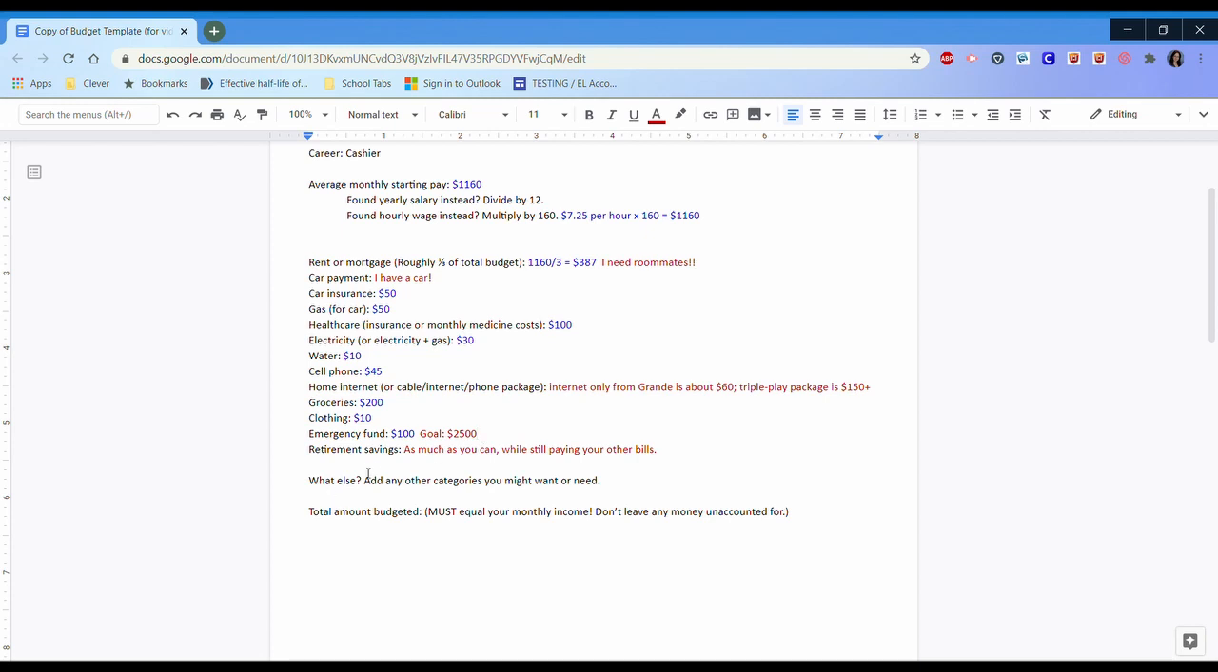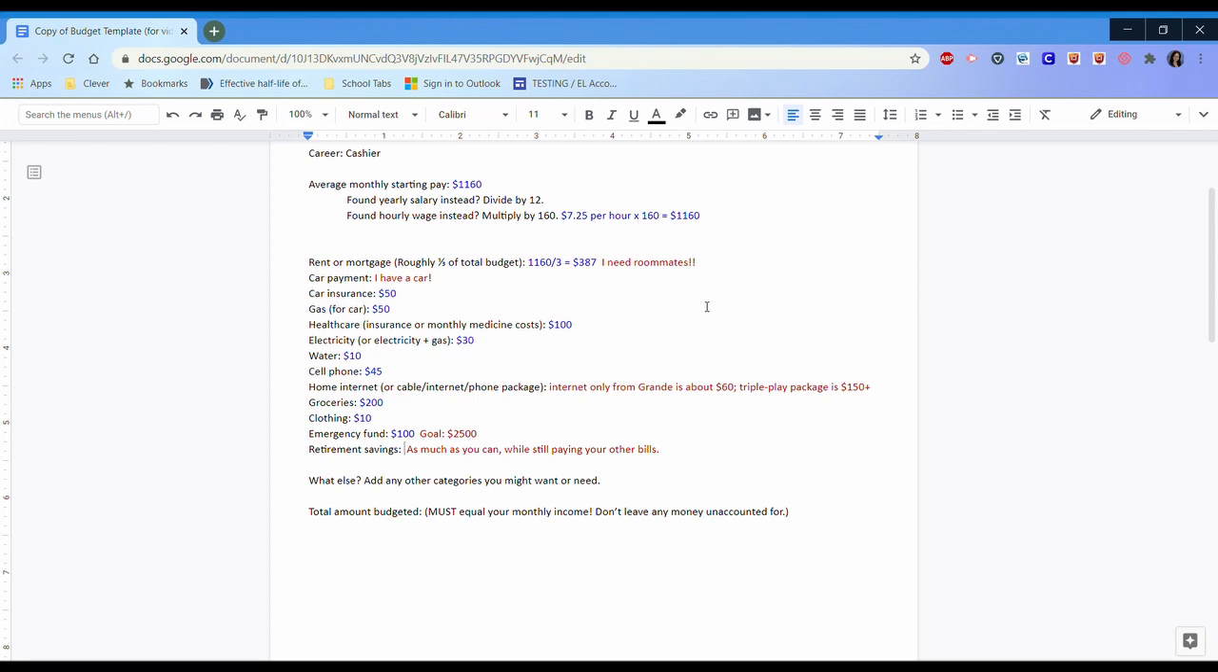And then retirement. Now this we will not have talked about yet in class for sure. This is going to come later. But retirement savings is so important to start as soon as you can. You might think that at 17 years old, or however old you are, that you don't need to think about it yet.